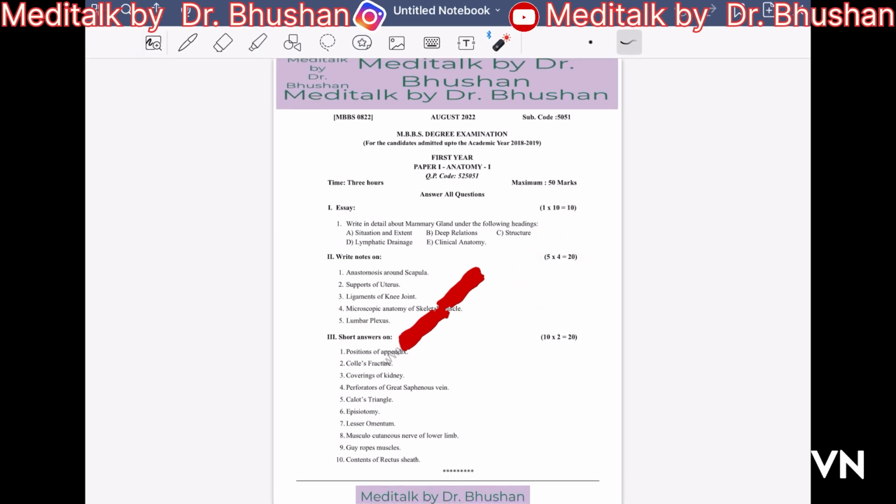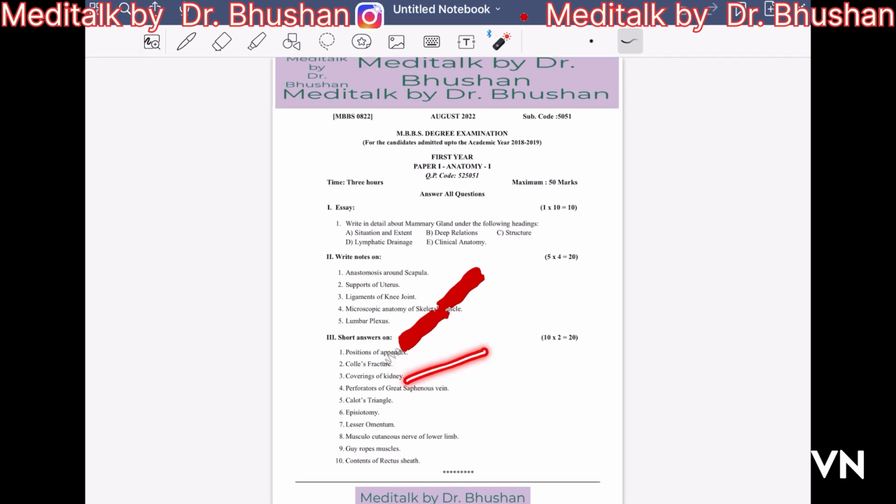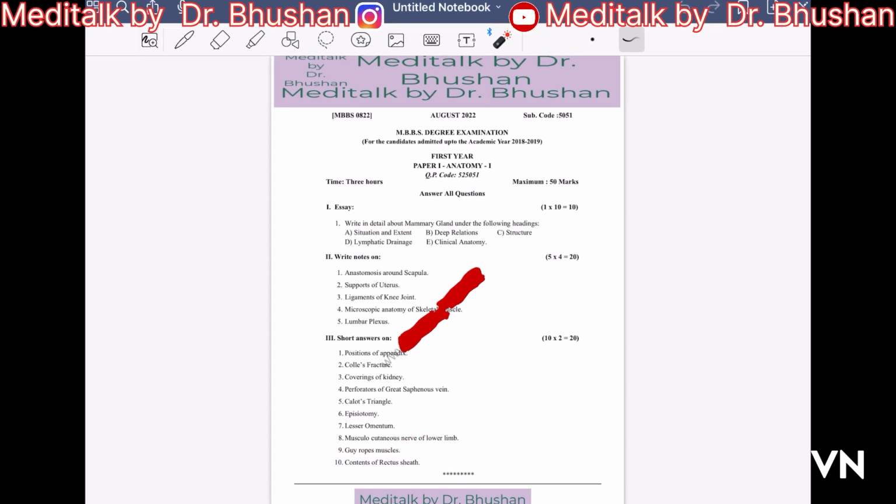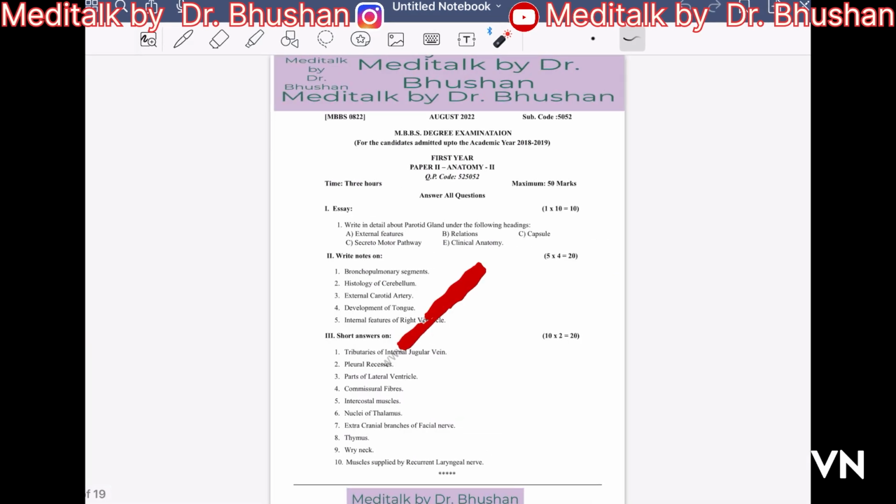Third part is write short answers on position of appendix, Colles fracture, covering of kidney, perforators of great saphenous vein, Calot's triangle, episiotomy, lesser omentum, musculocutaneous nerve of lower limb, guy rope muscle and contents of rectus sheath. This is the second paper 2022.